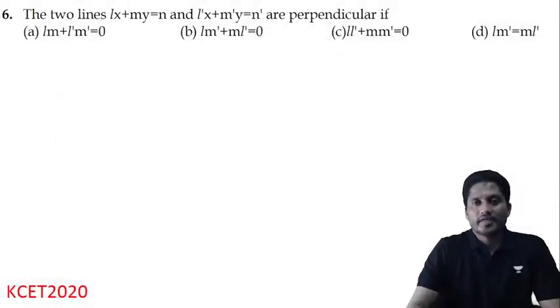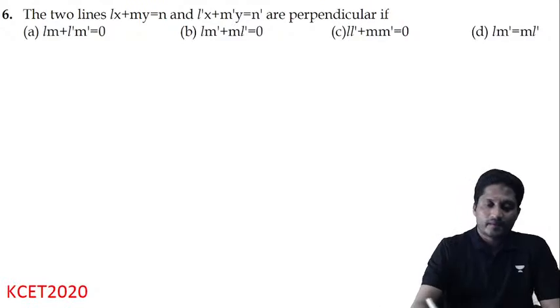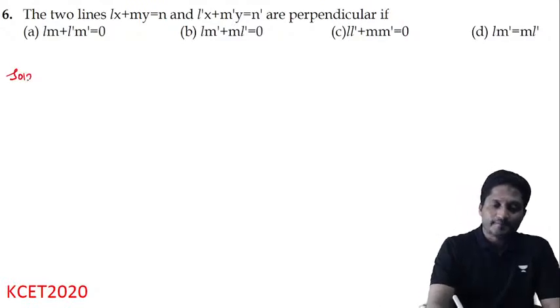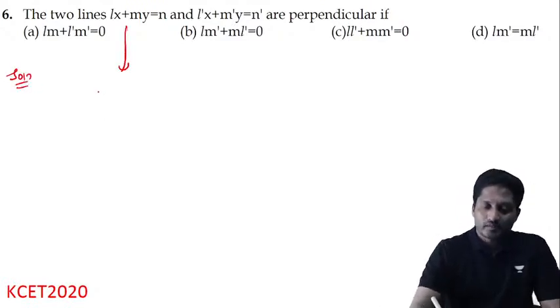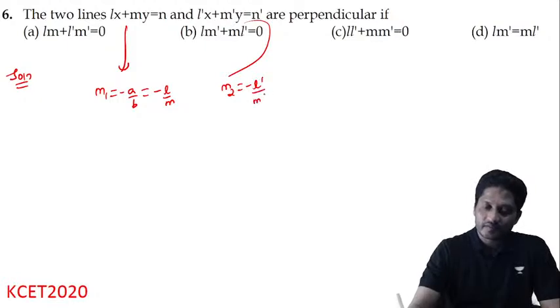If the two lines are perpendicular, then which of the following is true? Right? What is the slope of this line? The slope of this line is minus a by b, right? Which is equal to minus L by m. And the slope of the other line is minus a dash by b dash, that is minus L dash by m dash.